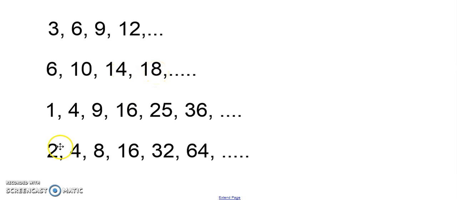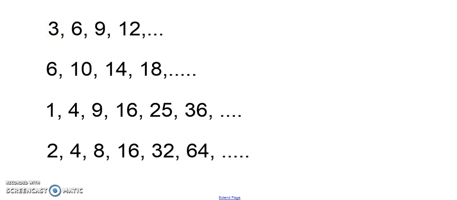But you may notice that this is not carrying on for every single one. From 2 to 4, that's adding 2. From 4 to 8, that's adding 4. From 8 to 16, that's adding 8. So the number that's being added on is actually different. So this would not be arithmetic, but the first two would.